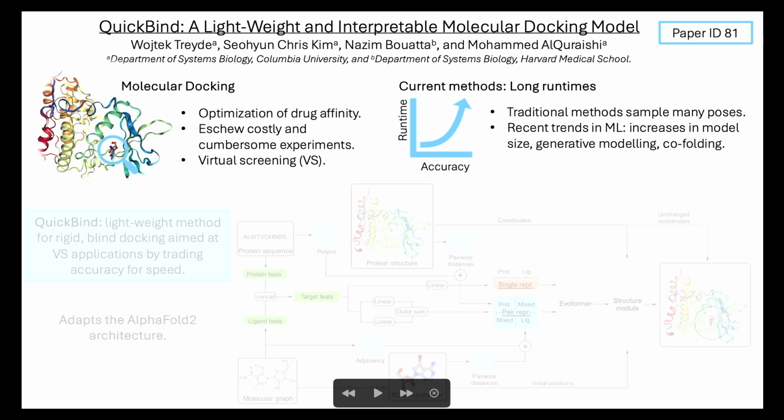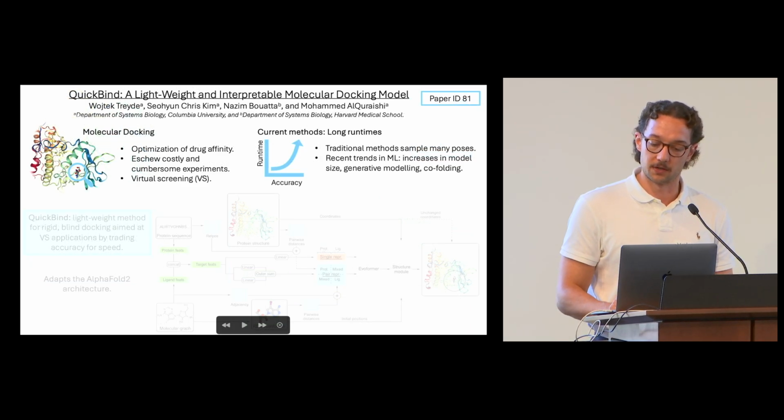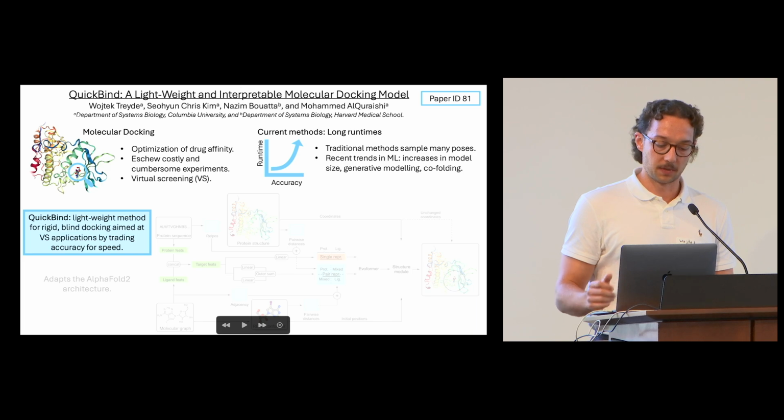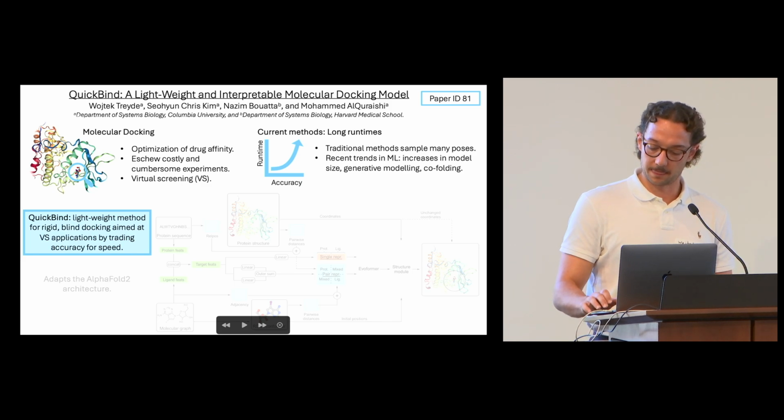There are traditional methods for this already out there, but the problem with current methods is that they achieve good predictions but at the cost of long runtimes, which in the case of physics-based methods is caused by sampling many different binding locations, many different binding poses, and in the case of recent machine learning models by increasingly larger models and shifting towards generative modeling and co-folding approaches, so predicting the structure of both the protein and the ligand from scratch. Instead, we developed QuickBind, which is a lightweight method for rigid blind docking aimed at virtual screening applications by trading accuracy for speed.